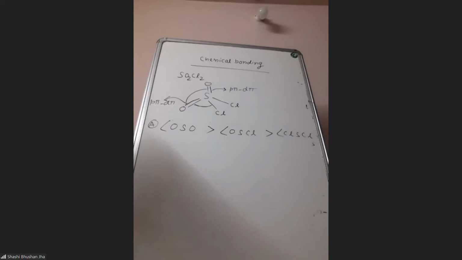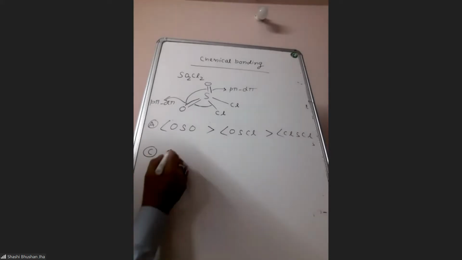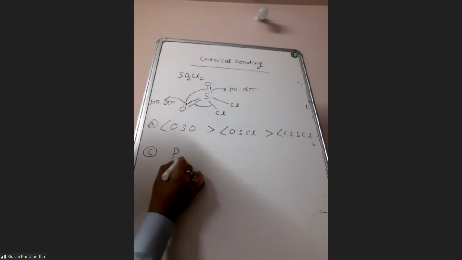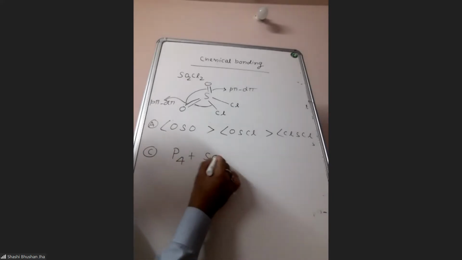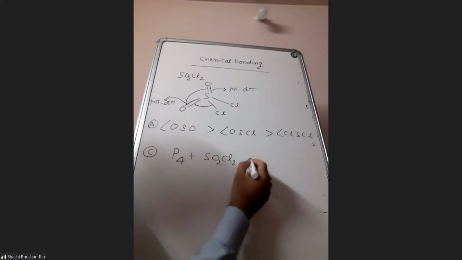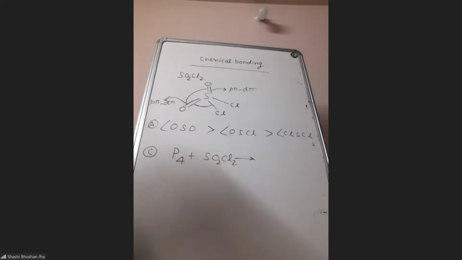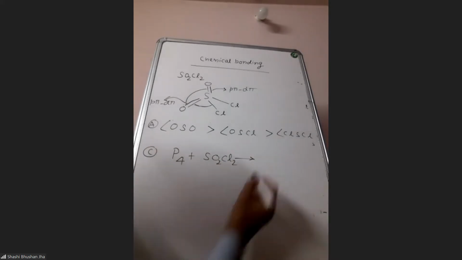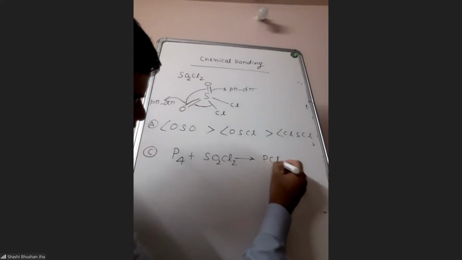So the second option, which says that the number of p-pi bonds is less than the number of p-pi d-pi bonds, is also correct. Now check the third option. It is said that 1 mole of this compound reacts with 0.1 mole of P4. So try to recall the reaction. If P4 is reacted with sulfuryl chloride, SO2Cl2, we get PCl5 plus SO2.